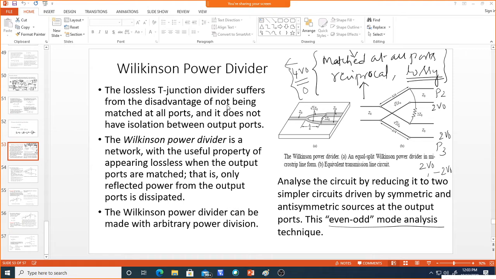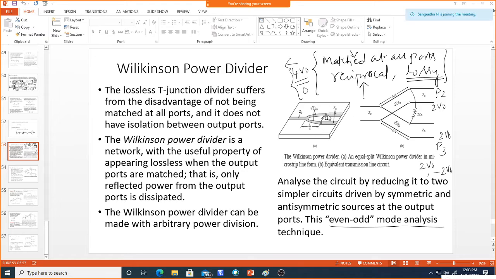But if you take the resistive divider, it will be matched at the output ports, but the power is not divided completely. The loss will happen in the resistor which is considered in the network, so only half of the power is going to be delivered to the output ports. So in order to match the output ports as well as reduce the loss, we go for this Wilkinson power divider.